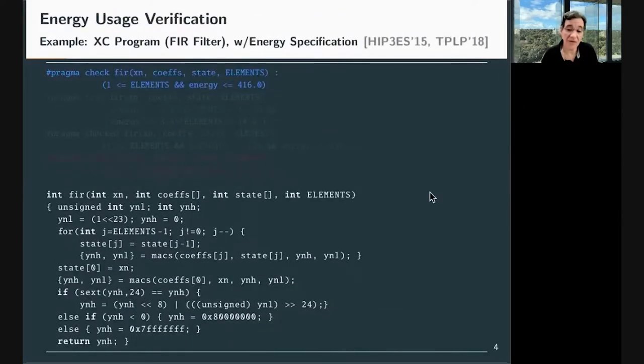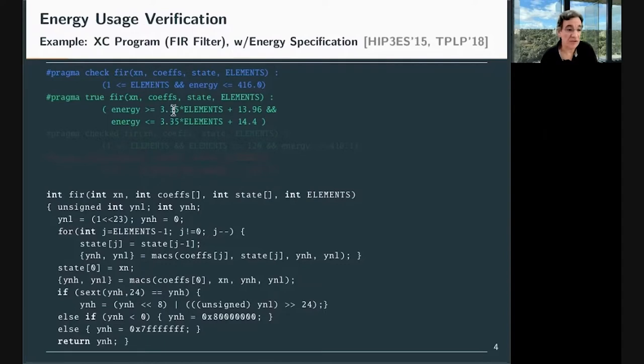This information allows us to verify assertions also. Assume we have an assertion like the blue one, a check assertion. This is providing a specification that the energy consumption has to be within this limit, for example, in nanojoules, this 416. Also, we're saying here that we're only interested in positive values of elements. Then we can compare that against the inferred information, which we had like before, right?